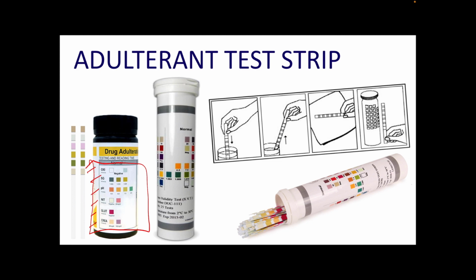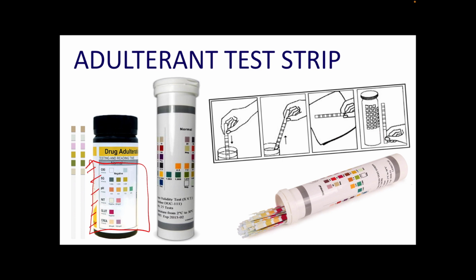It's actually a dip, blot, and read method. So you just have to dip the strips in the urine sample, and then of course you have to pull it out. And then you have to blot to remove excess urine and to read the result within a minute usually. And there are a lot of adulteration strips available in the market, and they are already accurate and reliable.